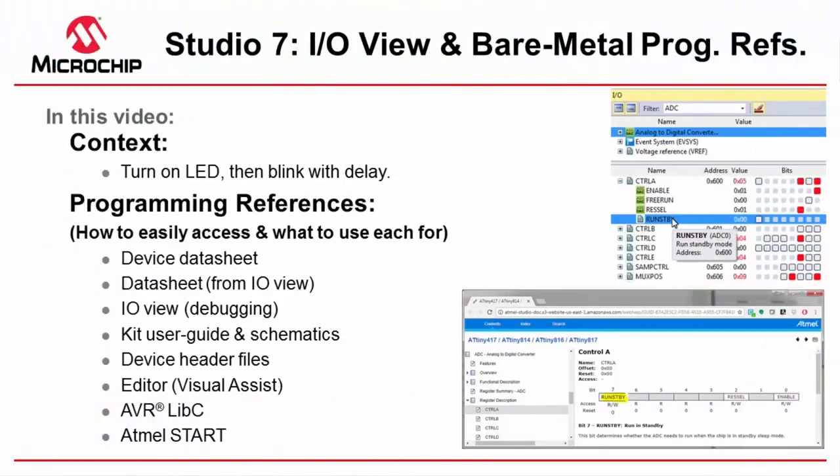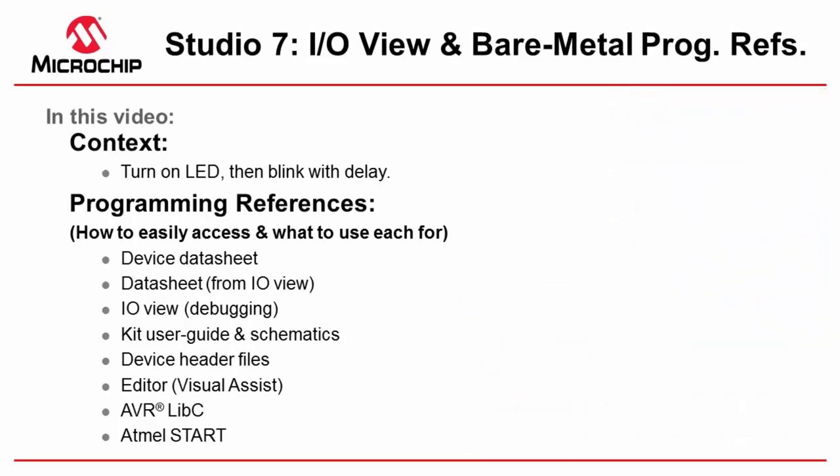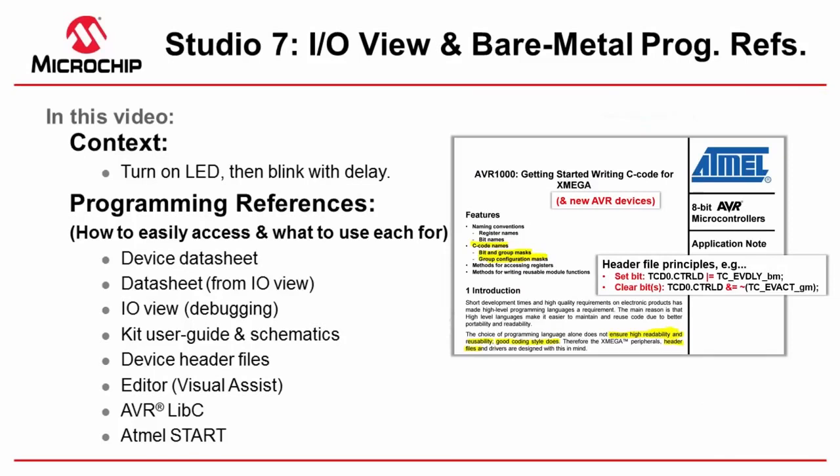So that's been a bit of a whirlwind tour of the different programming references typical for bare metal development, how we use IOView to test functionality, the role of the datasheet, both F1 linked through the IOView or using the PDF version, kit user guides and schematics, device header files, and one thing to note is there's a very good application note, AVR1000, describing the structure of these header files, well worth reading.